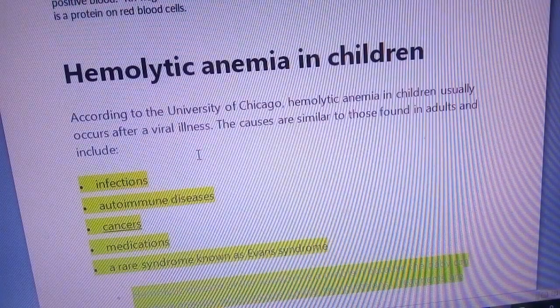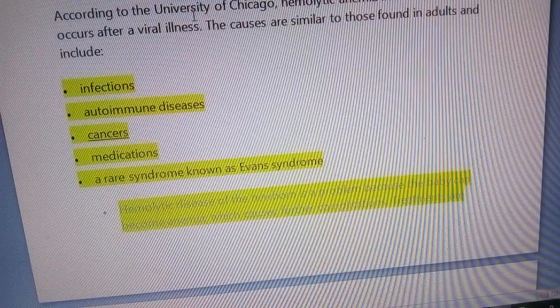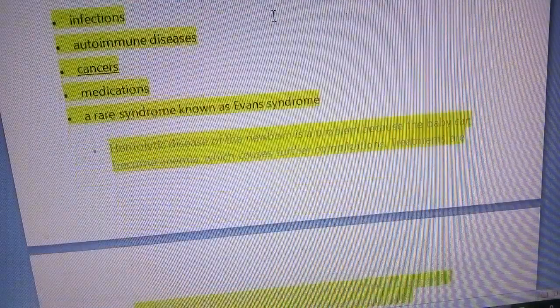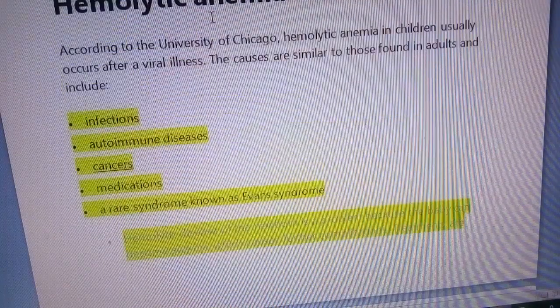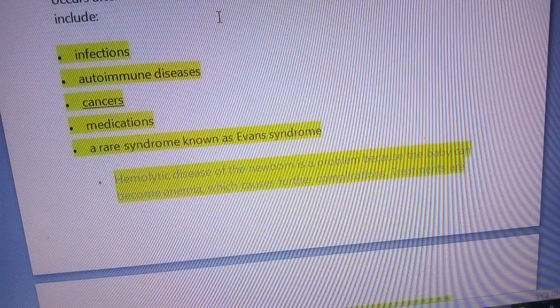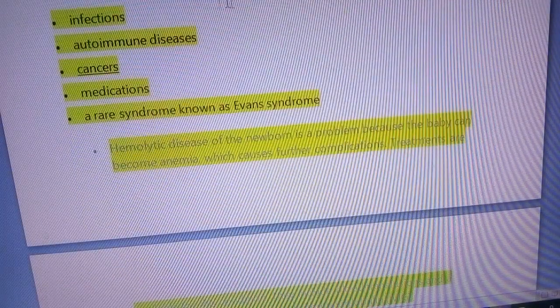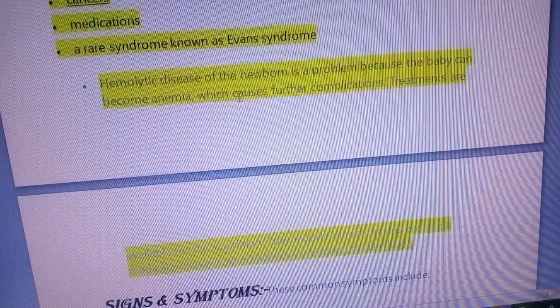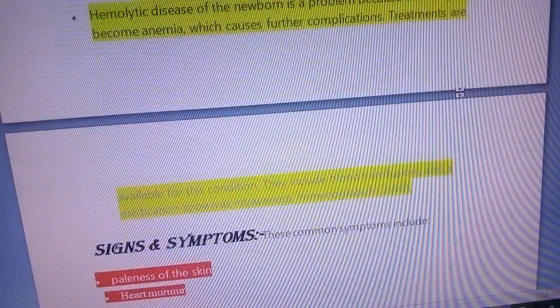What is hemolytic anemia in children? That is infection, autoimmune disease, cancer, medication, or a rare syndrome known as Evans syndrome. Hemolytic disease of the newborn is a problem because the baby can become anemic, which causes further complications. Treatments are available for these conditions.